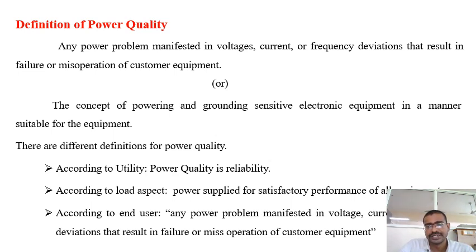According to the utility, that is nothing but supply, power quality is defined as reliability. According to the load aspect, power quality is defined as power supplied for satisfactory performance of all loads which are connected to the power system. According to the end user or customer side, it is any power problem manifested in voltage, current or frequency deviations that results in failure or misoperation of equipment.